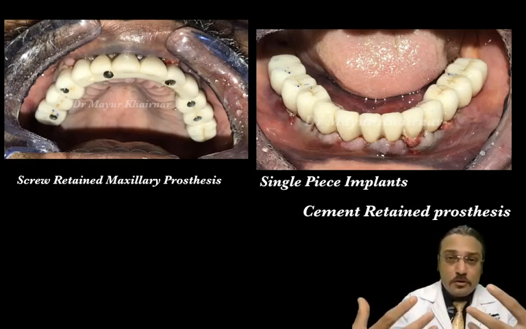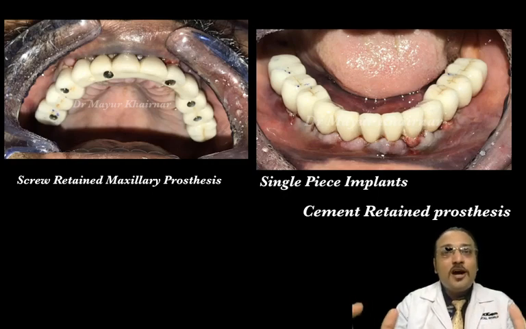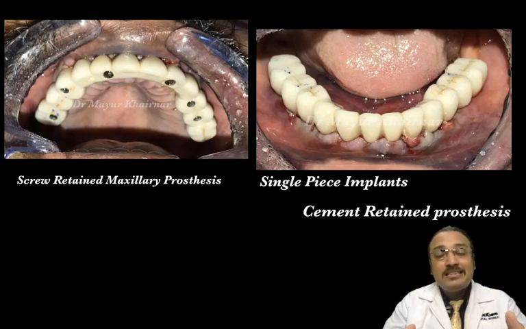Whenever it is a good bone case, definitely a screw-retained prosthesis is the best solution. Whenever it is a narrow bone case, definitely a single-piece implant is a more viable solution because it avoids the hassles of traumatic bone augmentation procedures.